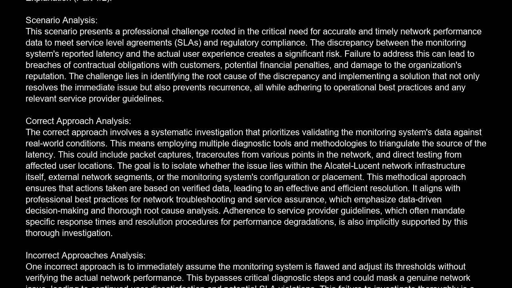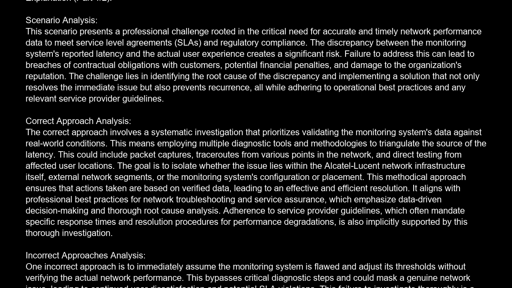Correct answer is A. Conduct a comprehensive series of packet captures and trace routes from multiple points within the Alcatel Lucent network and from affected user locations to validate the reported latency against actual network behavior. Explanation. Scenario analysis. This scenario presents a professional challenge rooted in the critical need for accurate and timely network performance data to meet service-level agreements, SLAs, and regulatory compliance.